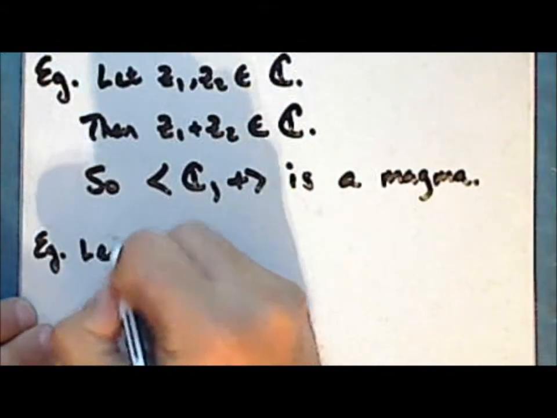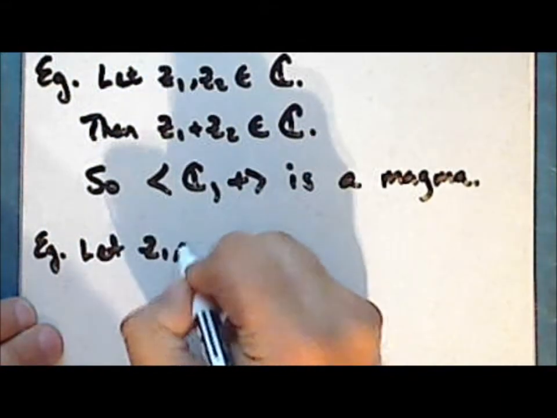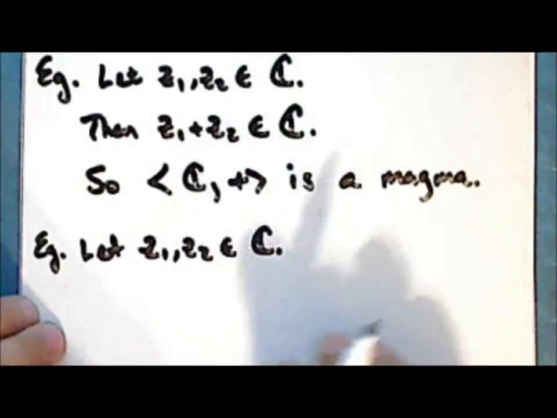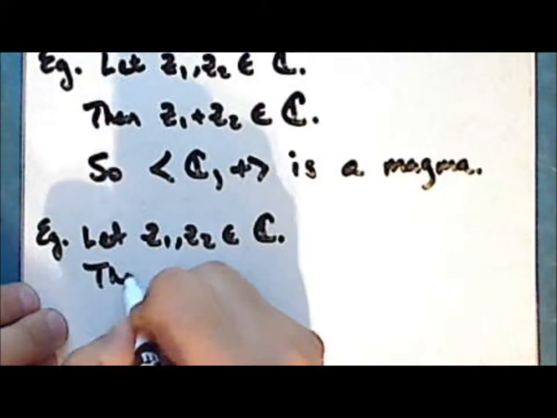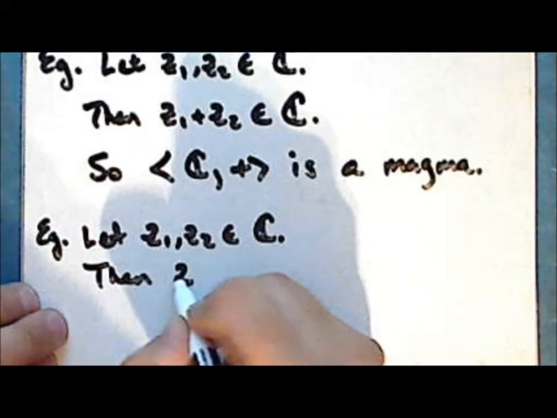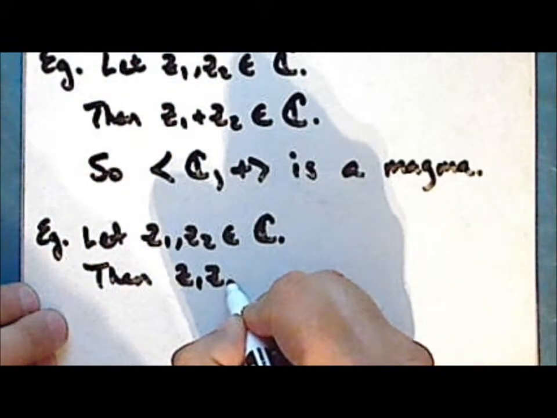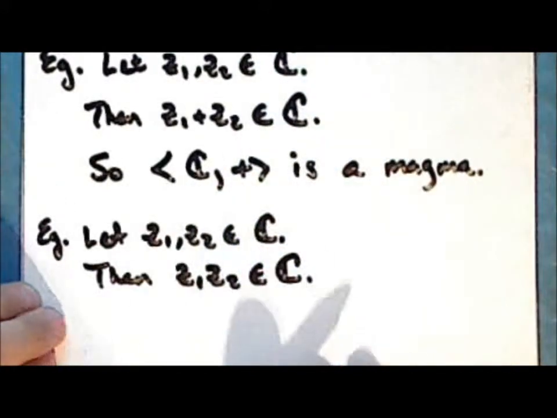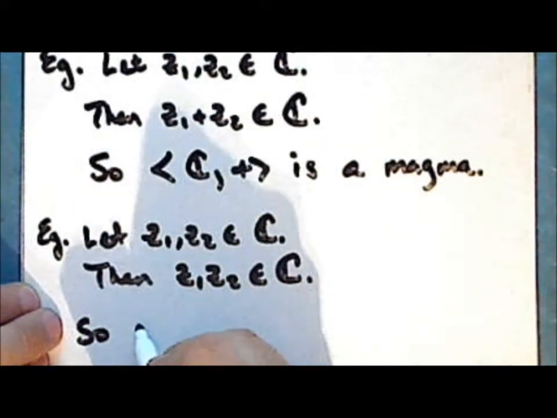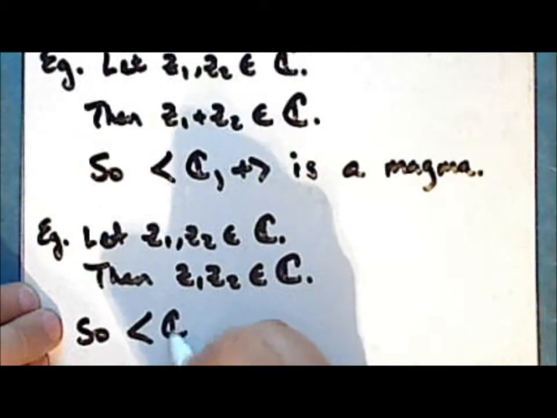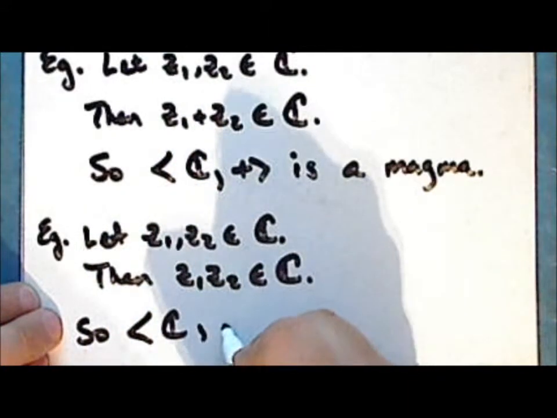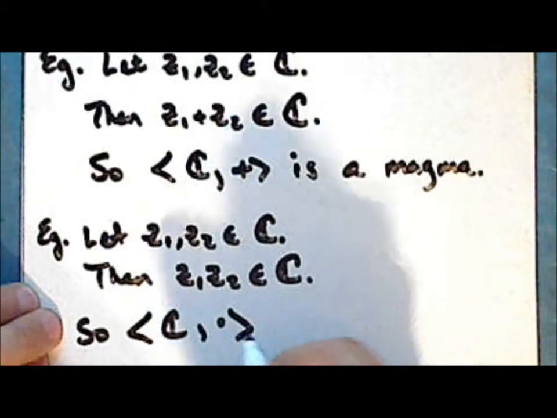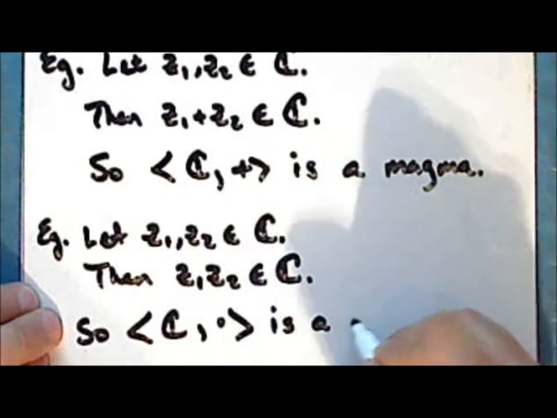Another example. Once again, let Z1 and Z2 be complex numbers. Then, as we have demonstrated previously, the product of Z1 and Z2 is also a complex number. And so the structure consisting of the complex numbers together with multiplication, which we'll denote with a dot, is a magma.